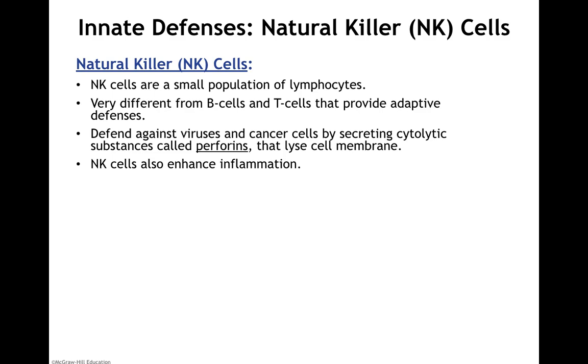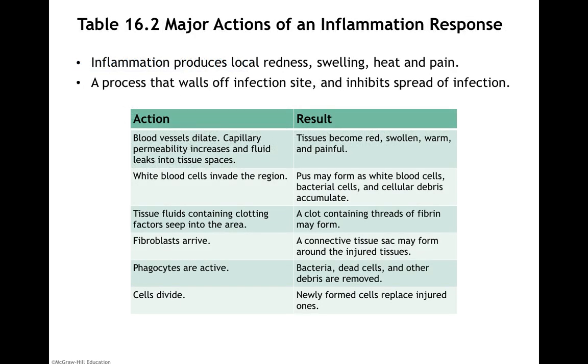Natural killer cells, in addition to killing directly, are also very good at initiating an inflammatory process, which is an important part of getting an immune process going. Inflammation produces redness, swelling, heat, and pain. It's a process that helps to inhibit the spread of infection by walling off the site and limiting the use of that tissue.